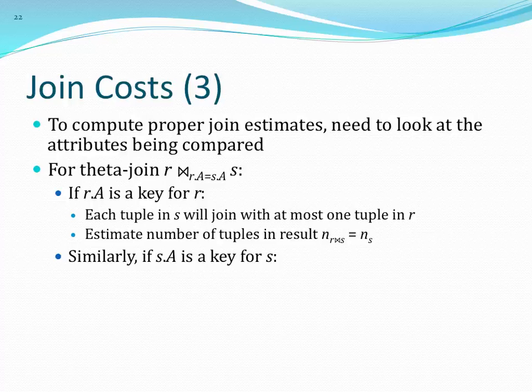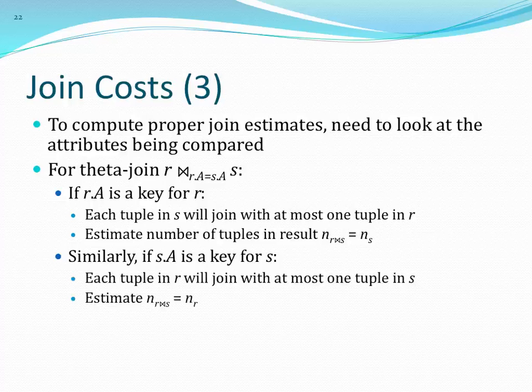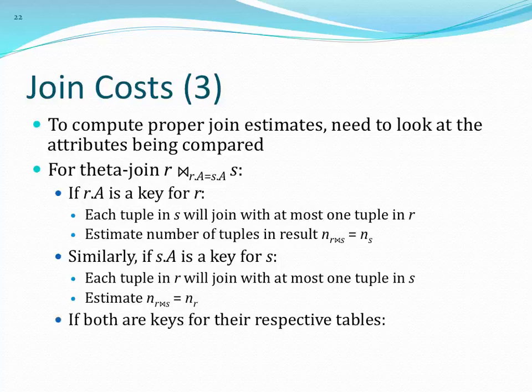Now, if S.A is a key for S, we have a similar situation. We can just estimate the number of rows produced will be the number of rows in R. So this is nice. Now, of course, this is another special case. What about when both are keys for their respective tables? Every tuple in R is going to join with 0 or 1 tuples in S, and every tuple in S is going to join with 0 or 1 tuples in R. So what's going to be the estimate for the number of rows? Yeah, it's going to be the minimum of the two tables' number of rows.